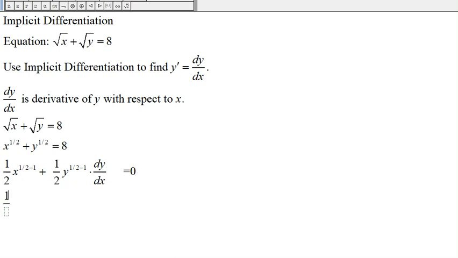And so right here we get 1/2 x to the negative 1/2, and then plus 1/2 y to the negative 1/2, and then times dy/dx. And dy/dx is what we're looking for, and so we need to solve.